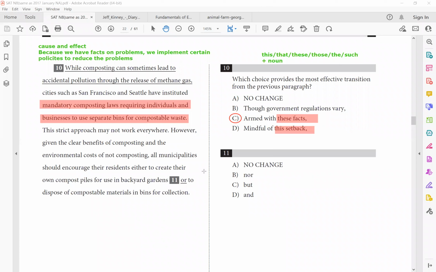Okay, and of course, I'm going to go to number 11 directly, the sentence, because this is conjunction. So, however, given the clear benefits of composting and environment costs of non-composting, all municipals should encourage their residents either, this is paired conjunction, so either or, so we can choose A right away, right?